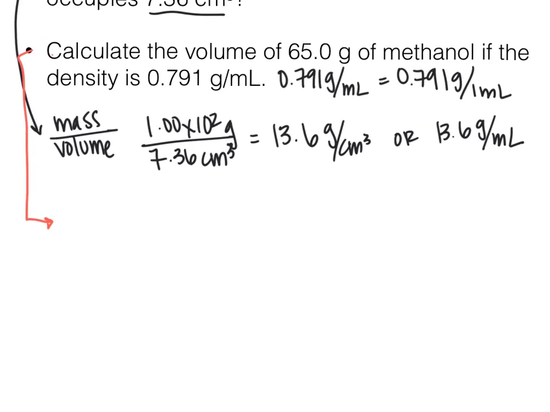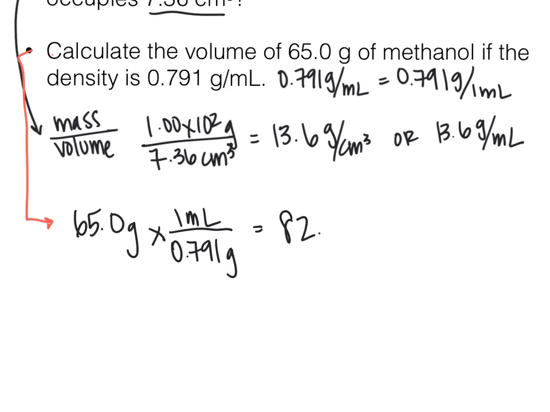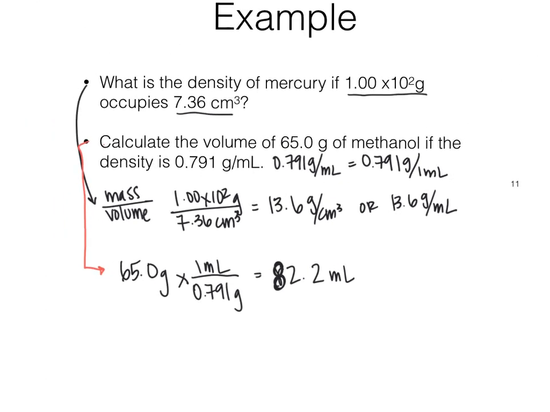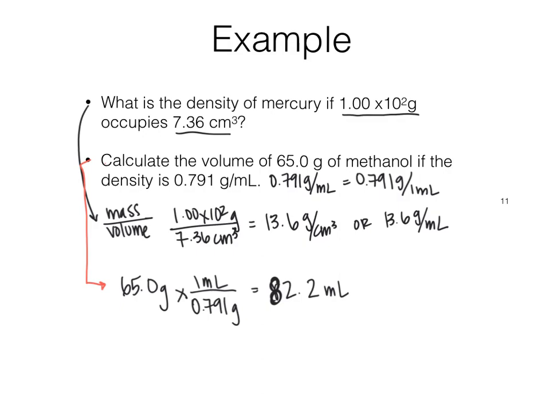So we're going to take our density. We're going to take our 65.0 grams of methanol, and we're going to multiply by the inverse, or divide by the density, 0.791 grams in 1 milliliter. And so that's going to give us 82.2 milliliters. So here are two examples of how we can calculate density.